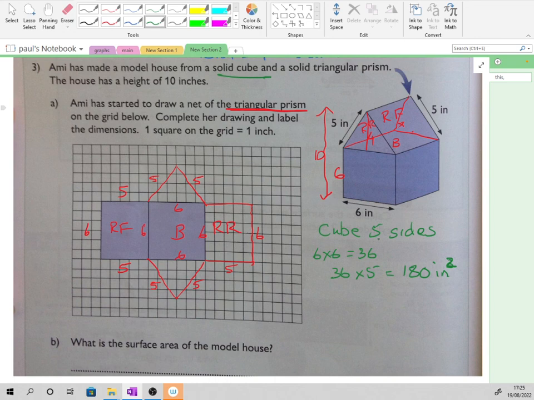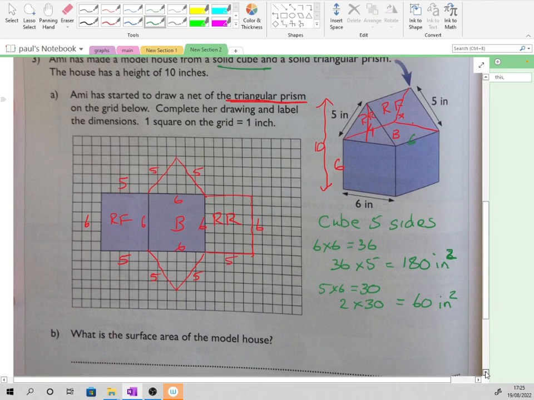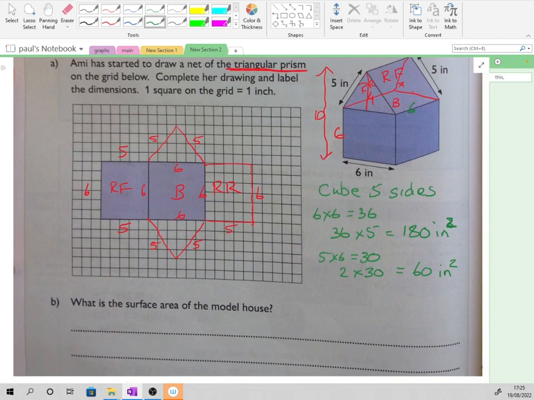Now we've got to have the surface area of the roof. Now the roof has got 2, front and back, which are 5 times 6. So we've got 5 times 6, which is 30. We've got 2 parts of them, front and back. 2 times 30 is 60 inches square. And then we've got these triangular bits. So let's draw the triangle out here.